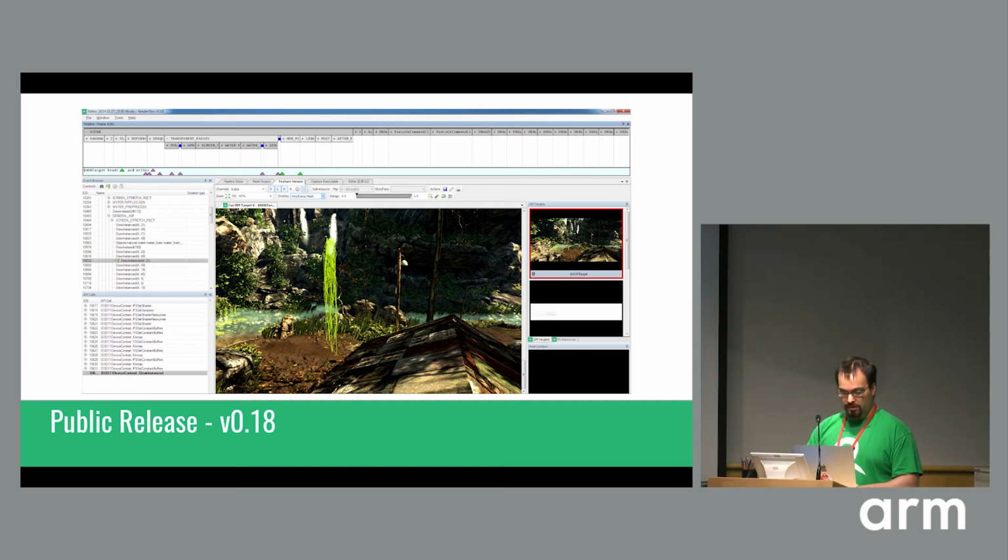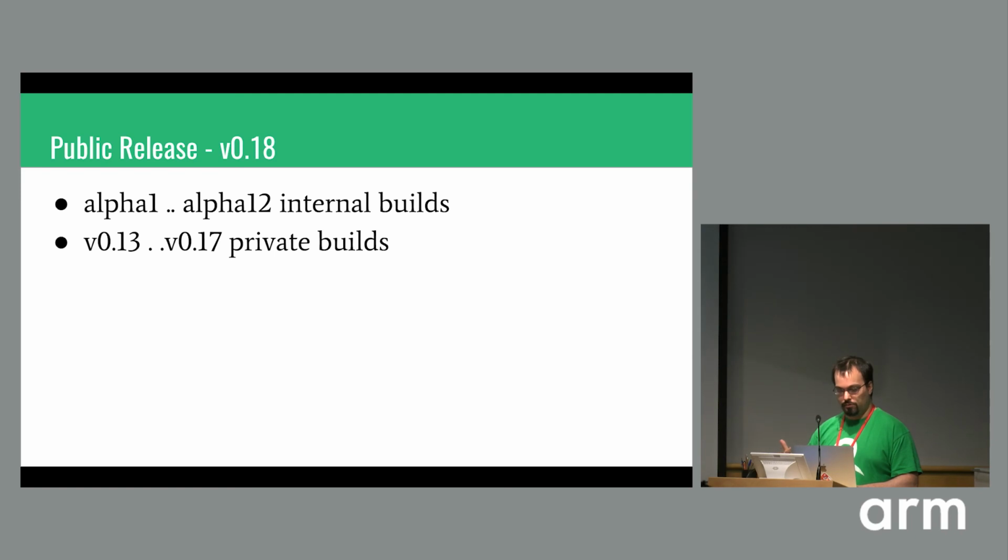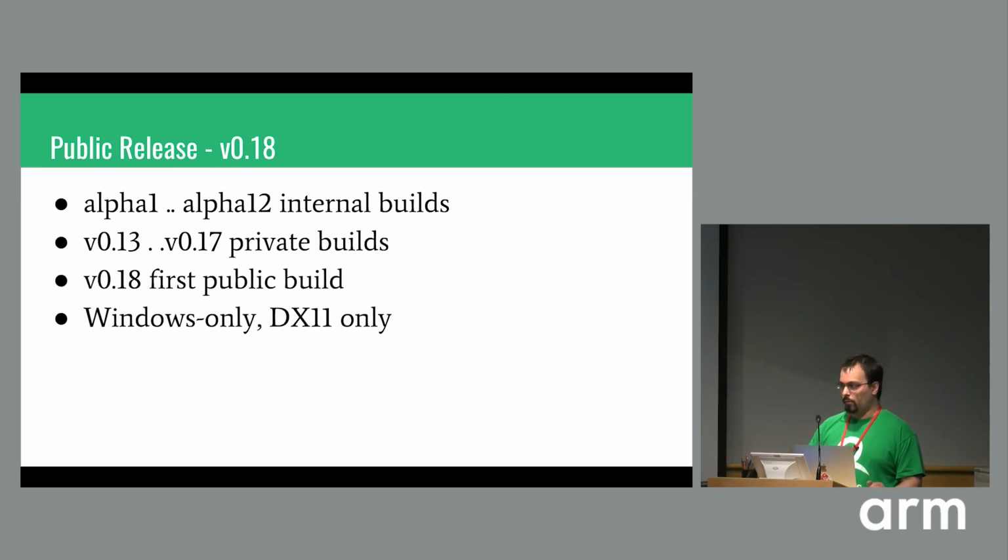And the version 0.18 follows on the numbering scheme. Alpha 1 to 12 were the internal builds that were only shared privately amongst the office. Once I realized that I was approaching a public release, I switched to a more public versioning number. So 0.13 to 0.17 were release candidates, if you like, or private builds that went on before the public release. And then 0.18 came out. At the time, this is Windows only and DX11 only. Like I said, this has been focused mostly on solving my problem, and at the time my problem was debugging DX11 programs on Windows.